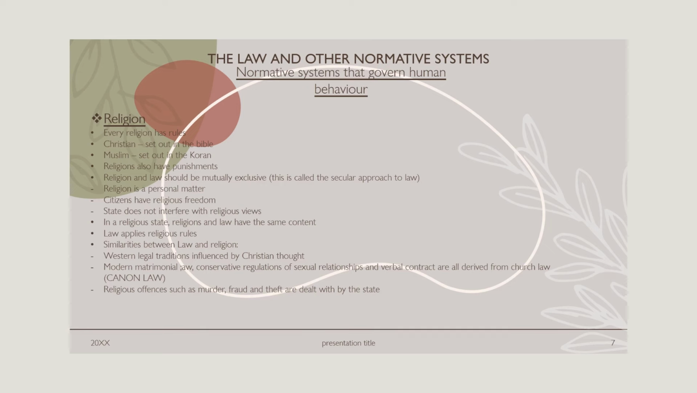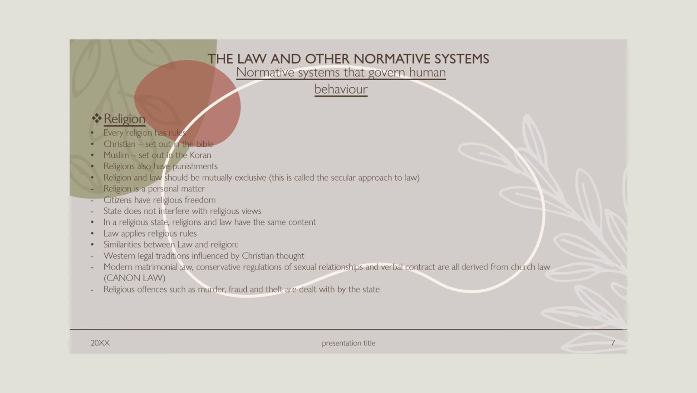Now we look at the law and other normative systems. Normative systems that govern human behavior. So the norms that control human behavior. There's three here: religion, individual morality, and community norms.